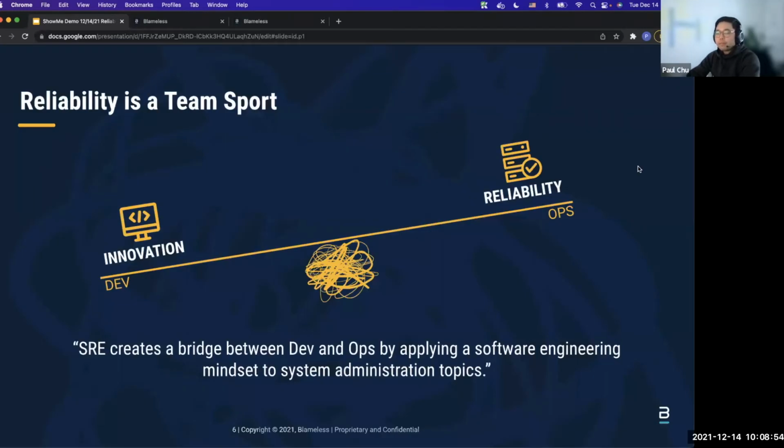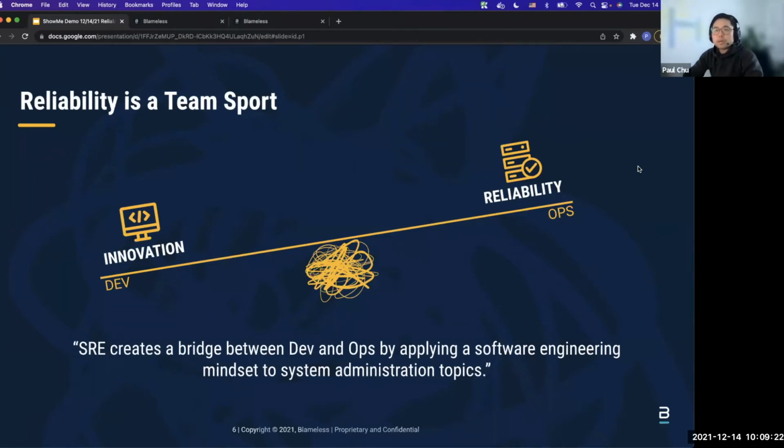So the way that Blameless looks at reliability is as a team sport, right? And that was actually penned by one of our colleagues, our head of strategy, Kurt Anderson, who led the SRE team at LinkedIn for about 7 years. But we all know the relationship between dev and ops and the movement to DevOps so that there's more collaboration, more alignment there.